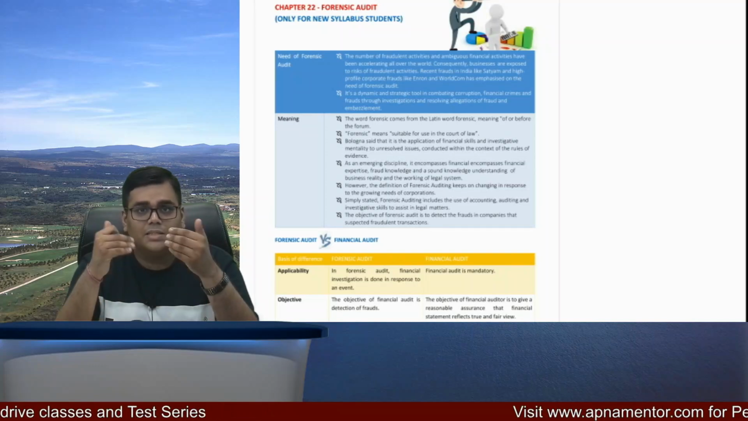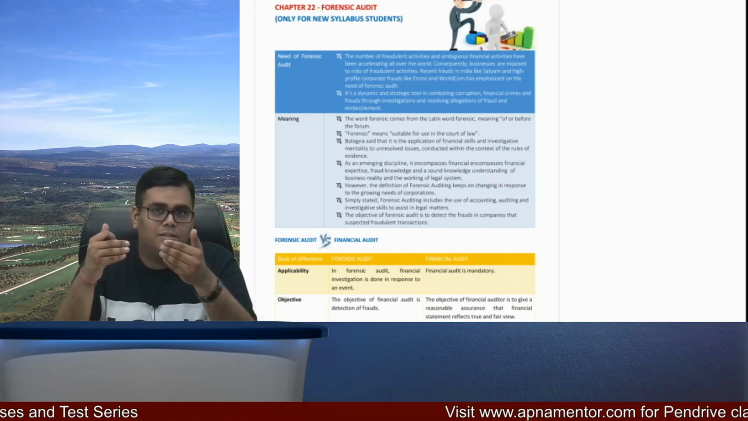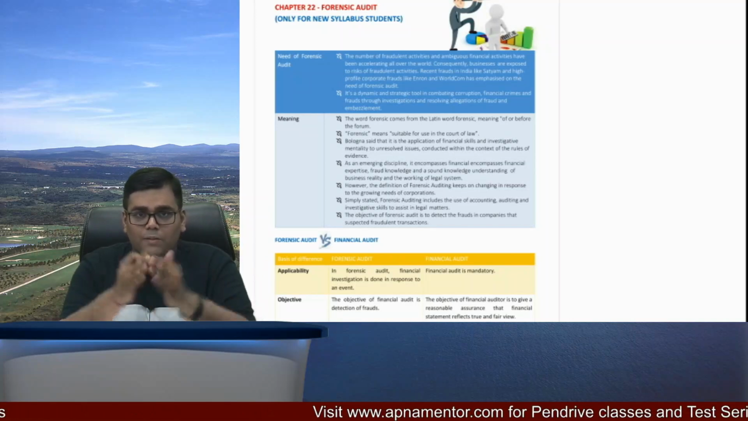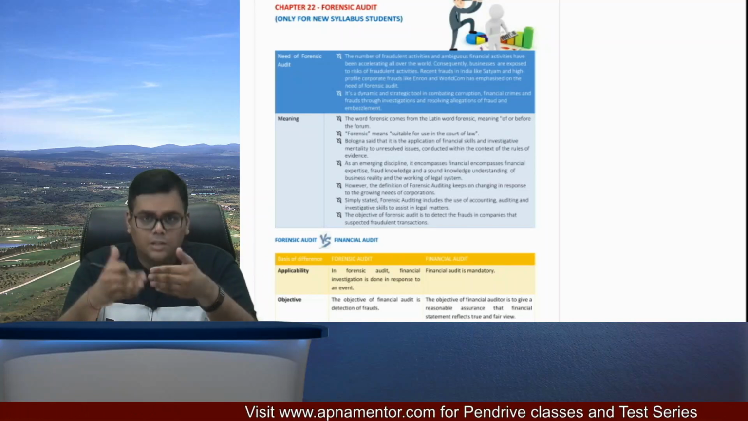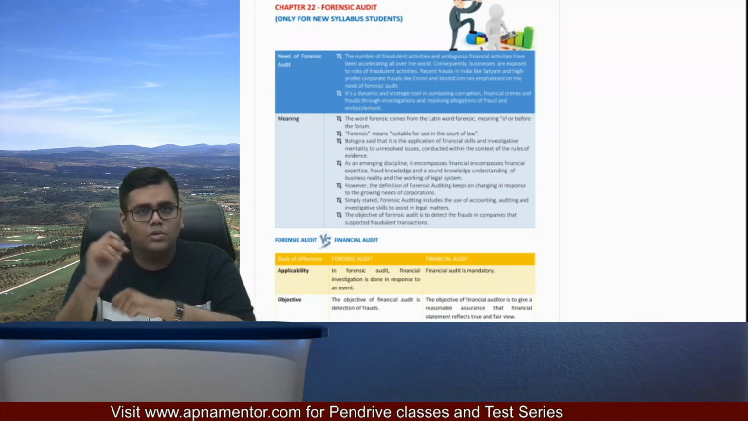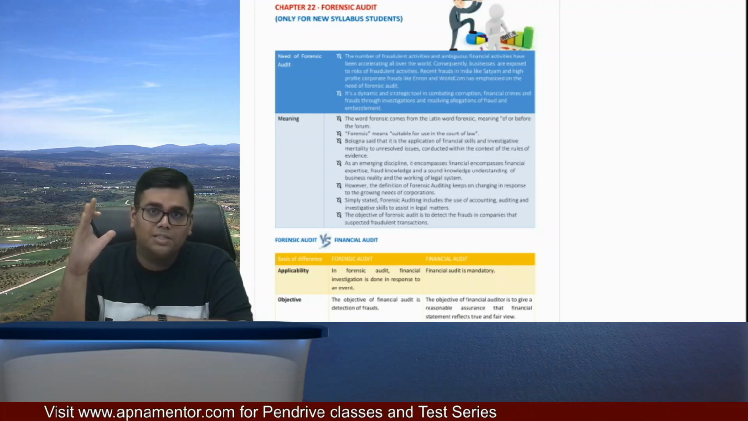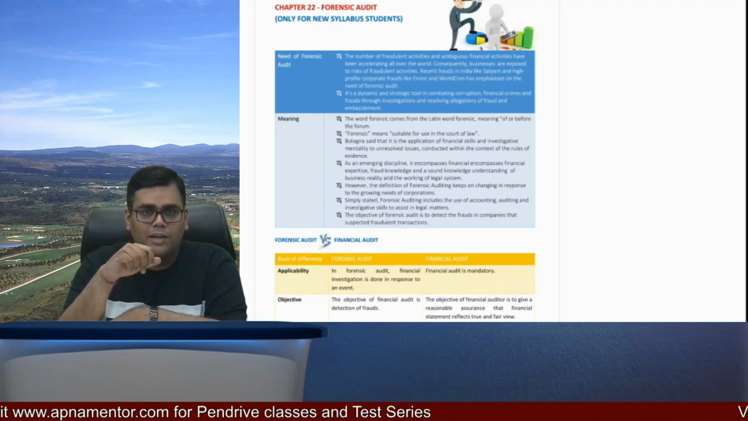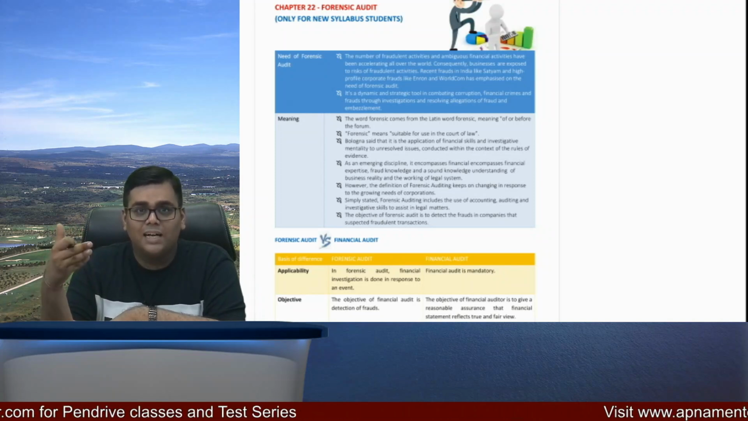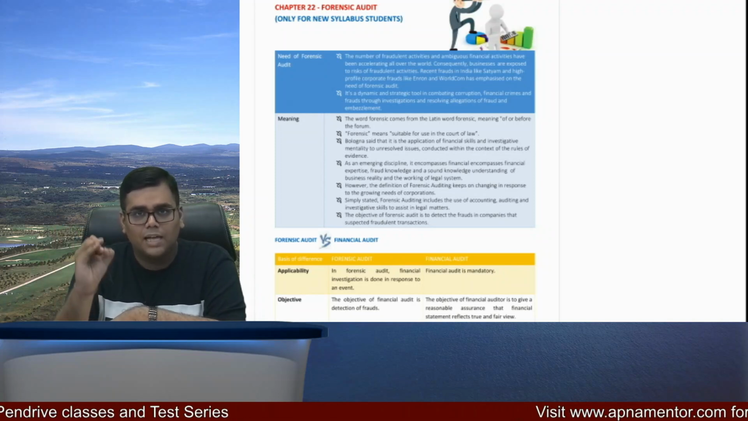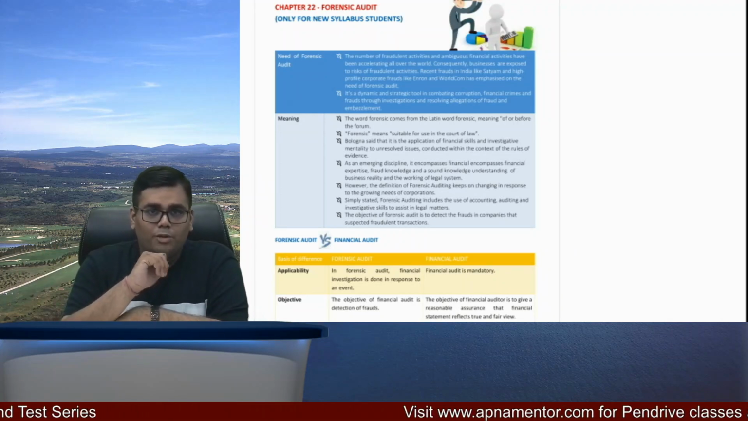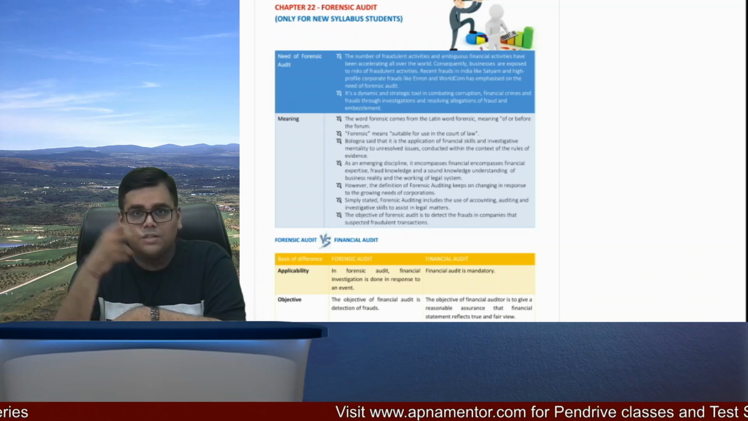What do we mean by forensic audit? Forensic audits are not the normal financial audits. They are not the normal statutory audits. It is one of the most emerging areas for chartered accountants. For all of you, one of the most emerging areas that you can explore in your career is forensic audit.